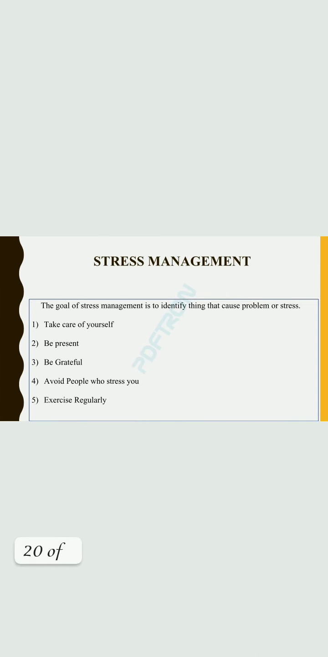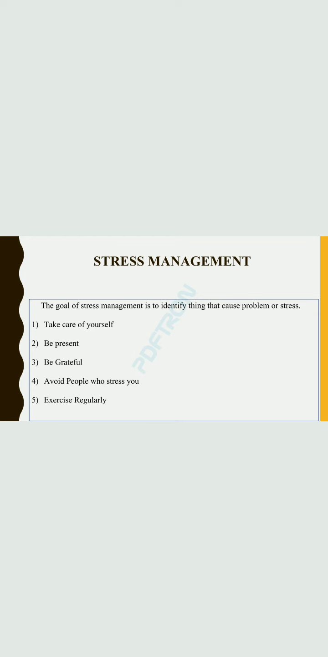How to manage stress? It is very important, when we are studying what the different causes and reasons are that lead towards stress, to also know how to manage the stress. The goal of stress management is to identify things that cause problems or stress. For example, take care of yourself. Be present, be mentally present, be grateful, be thankful for what you have, because sometimes we are thinking about those things which we don't have and we become so thankless.